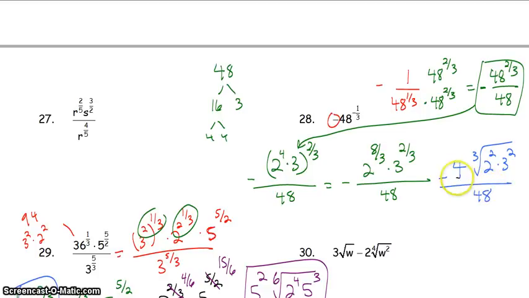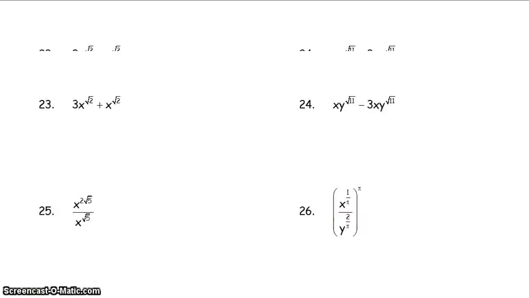My final answer, I can divide 4 into 48. My final answer is negative. On top, I have negative third root of 2 squared is 4, 3 squared is 9, 9 times 4 is 36, all over 12. Because 4 divided by 48 is 12. 9 times 4. Yep. So that is the final answer for number 28. Okay. Let's go back up here and do one of these up here.